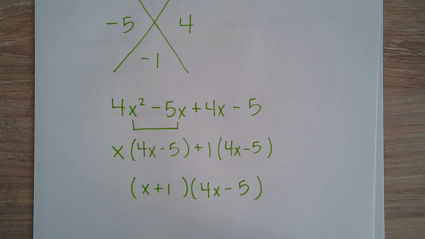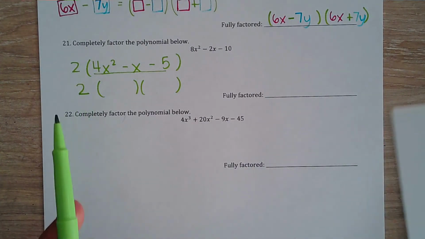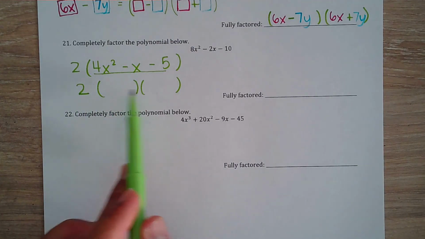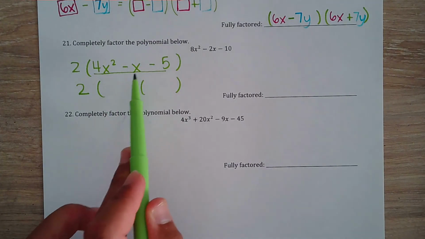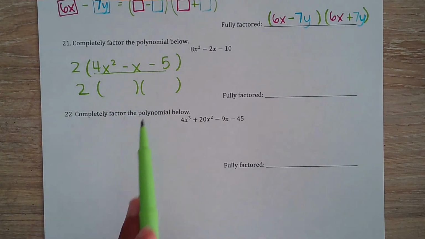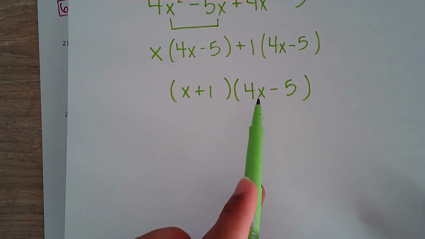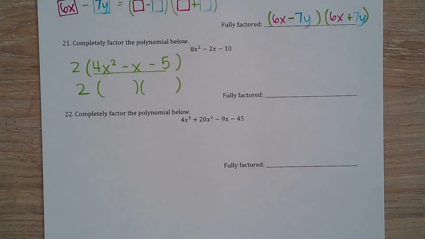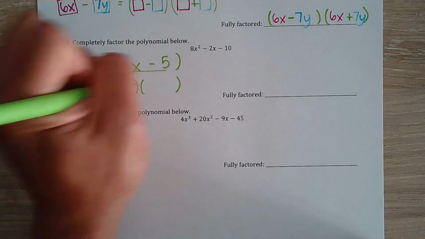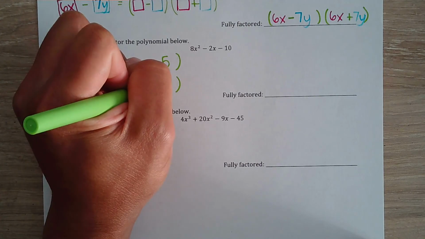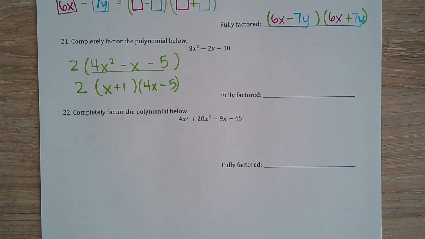But that's not our final answer. Remember, let's go back to that other problem. We don't forget about that 2, but we figured out what we can rewrite 4x squared minus x minus 5 as, something multiplied by something. And that would be x plus 1 multiplied by 4x minus 5. So let's go ahead and put that in parentheses: x plus 1, 4x minus 5. And there we go. That is our final answer.